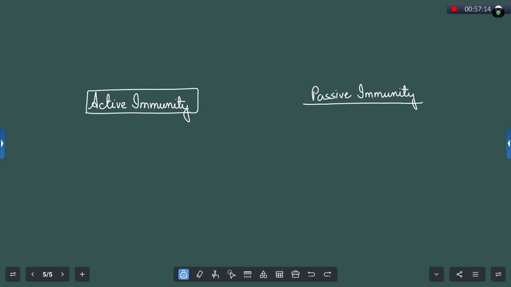Now let's go back to the diagram that I have given. Macrophages will change to antigen presenting cells. Antigen presenting cells will activate T helper cells. T helper cells either activate B cells or cytotoxic T cells. The B cells will produce antibodies. The antibodies will kill the pathogen.